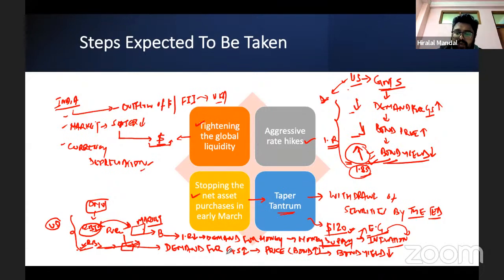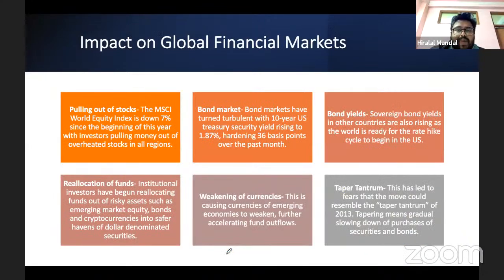All right, so let us try to understand how it will affect the global financial market. I told you about the pulling out of money by the investors who were putting money in during the coronavirus, due to which the stock market saw its highest level. There was a huge growth in the stock market. You will see that growth will recede in the subsequent months. In fact, it has already been seen that the MSCI World Equity Index is down by 7% since the beginning of this year. And that has been faced across the world, whether it is India or any other market.